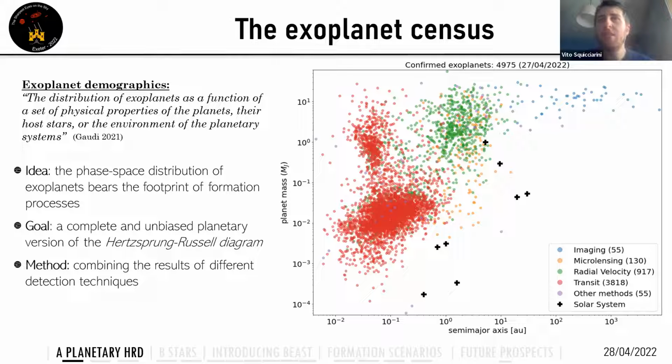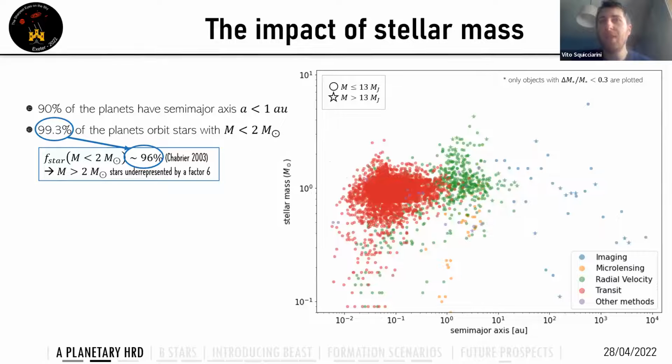And here I have colored the different detection techniques in different colors. Now I want to introduce another parameter, which is the stellar mass, and highlight a few interesting facts about the known exoplanets. To begin with, 90% of the planets have a semi-major axis less than 1 astronomical unit, so they are closer to their star than the Earth is to the Sun. And as a second fact, 99.3% of the known exoplanets are orbiting stars with less than 2 solar masses.